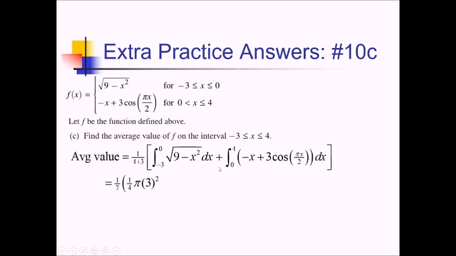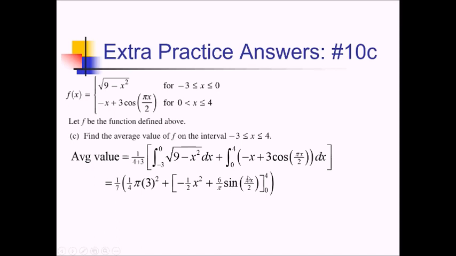Now over here, we're actually going to need to take an antiderivative. So this is going to be negative 1/2 x squared using the reverse power rule there. Plus, so let's see here, antiderivative of cosine is sine. So we would start with 3 sine of pi x over 2, but then we have to divide by the inner derivative here, which would be multiplying by 2 over pi. So 3 times 2 over pi, this would actually give us 6 over pi sine of pi x over 2.